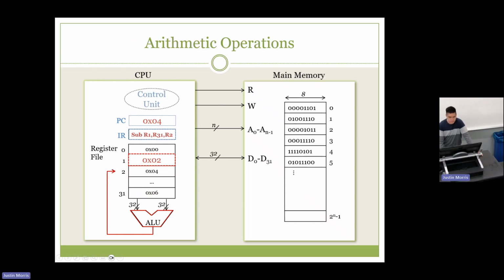So with the 2 instructions, we basically moved R1 into R31. And then we replaced R1 with the R1 previous value minus R2. Okay.